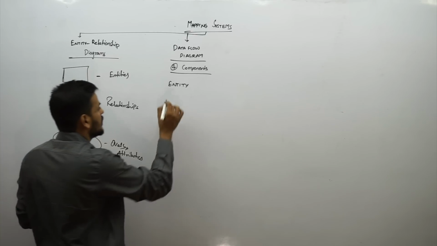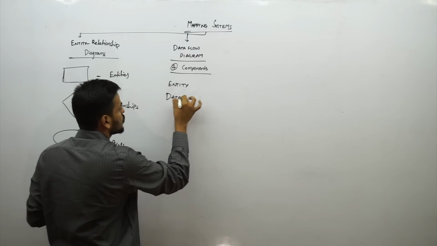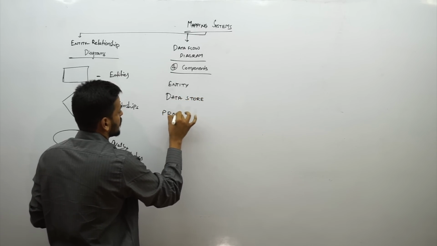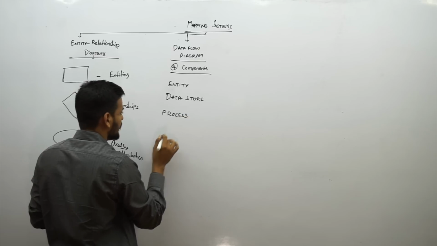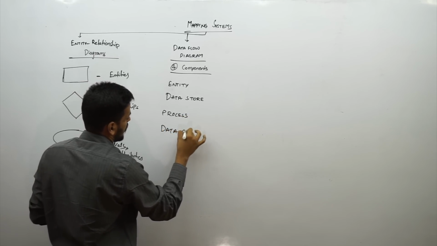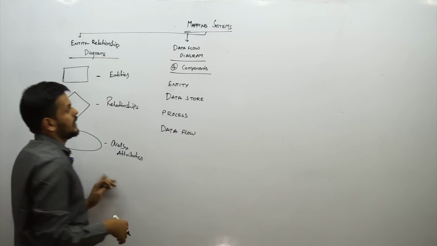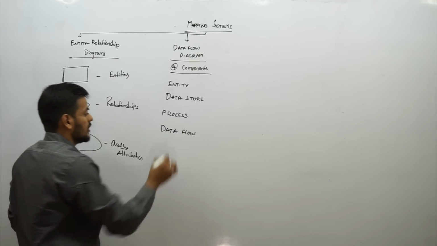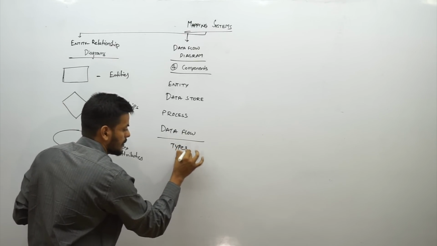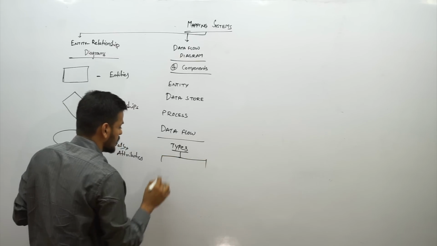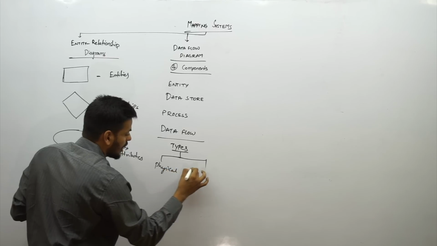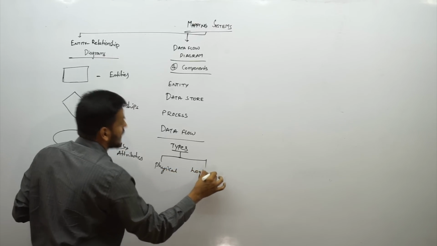So we have entity, data store, process, and of course lastly we have data flow, that is nothing but arrow marks. So this is what data flow is all about. Then we have two types of DFDs, right? A physical data flow diagram and a logical data flow diagram.